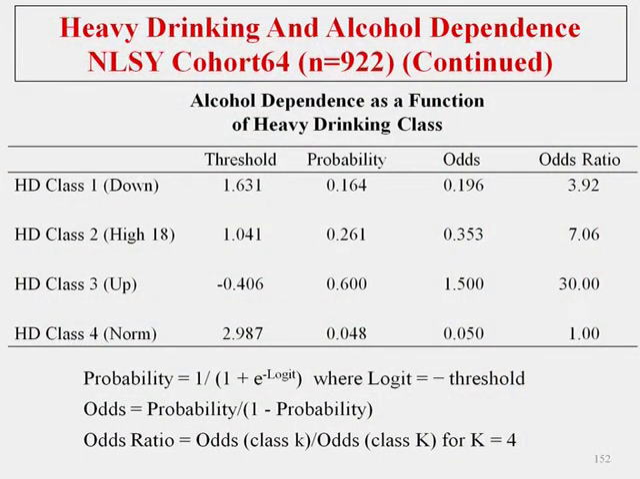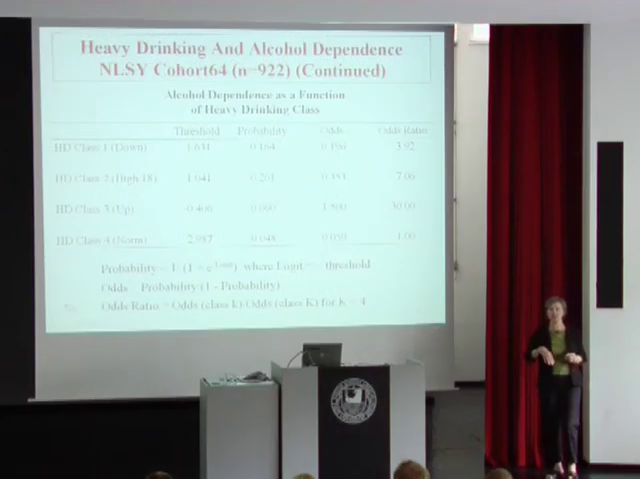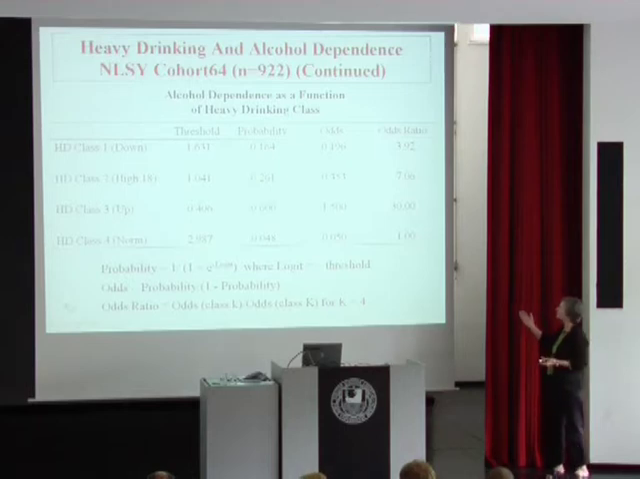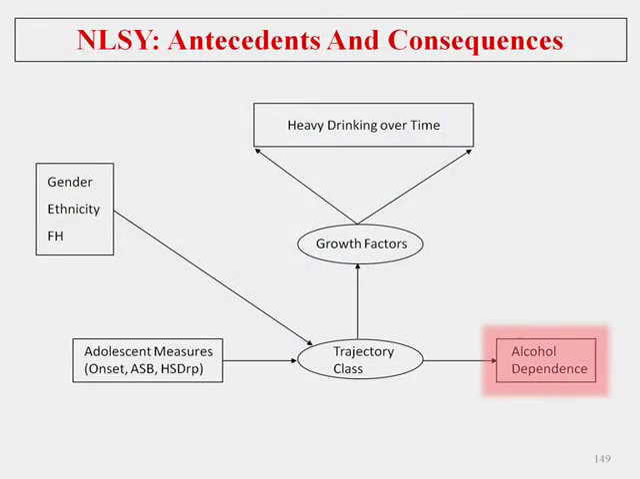So if, for example, you found classes that you believed represented alcohol problems or trajectories of heavy drinking, and you related them, and the class that you considered to have the worst heavy drinking related less to alcohol dependence than others, then you would wonder about whether you really have the classes right, or if the data are reliable and valid. So this is this part of the model.